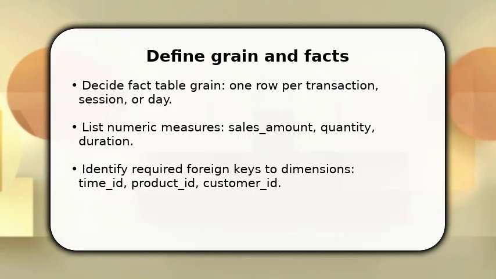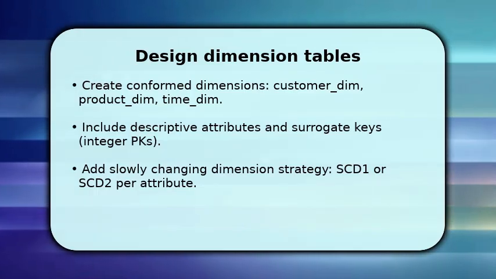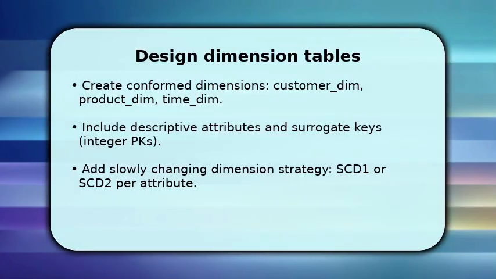Next, you build each dimension so it cleanly describes the facts. Define surrogate integer primary keys, then populate attributes that are used for slicing and filtering. Once you model attributes, choose a slowly changing dimension approach. Overwrite for SCD1 when history isn't needed, or SCD2 with effective dates when you must track changes.